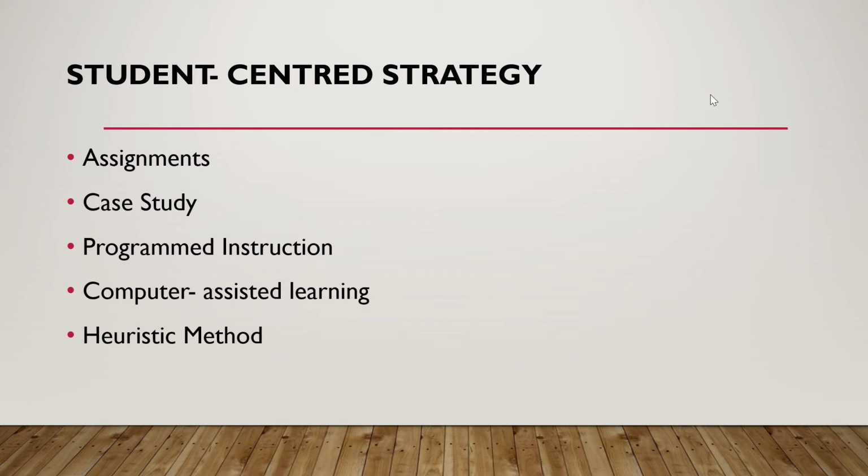Next is programmed instruction. It's a research-based system that helps the students to learn in a graded sequence of controlled steps. The next one is computer-assisted learning. In this method, the computer is used to present the instructional material and monitor the learning that takes place. The last one is heuristic method.